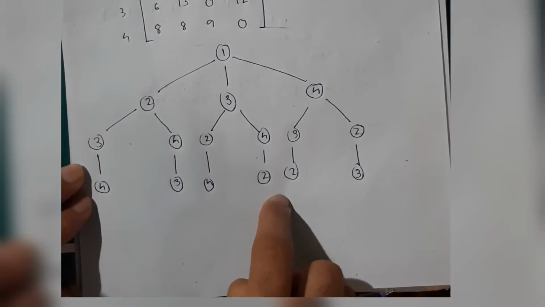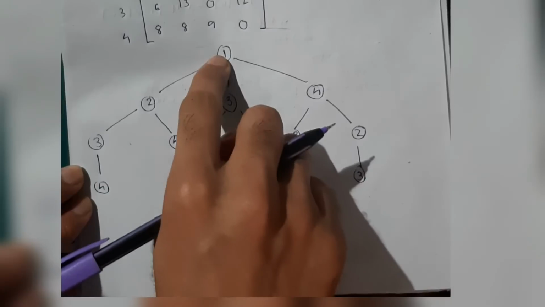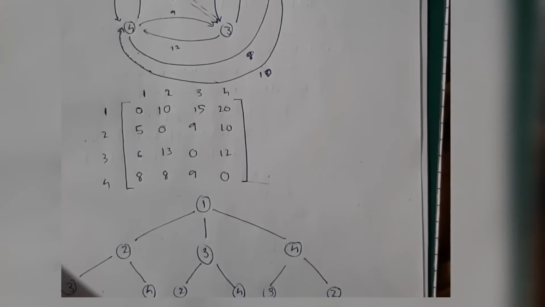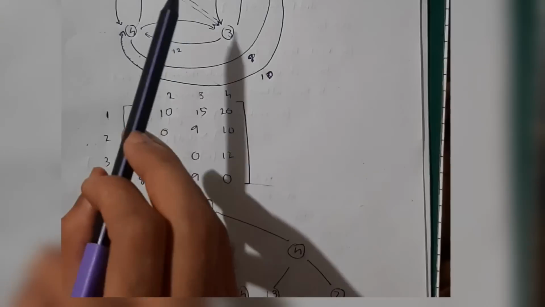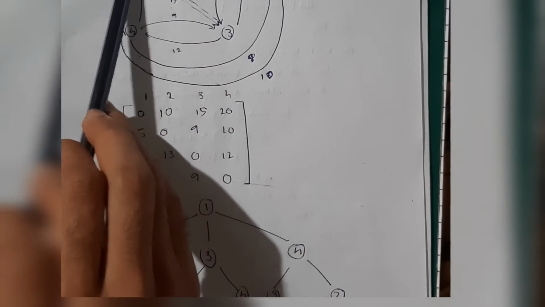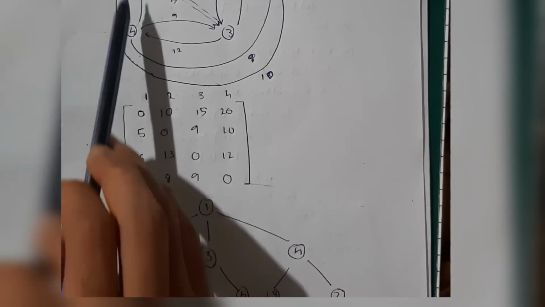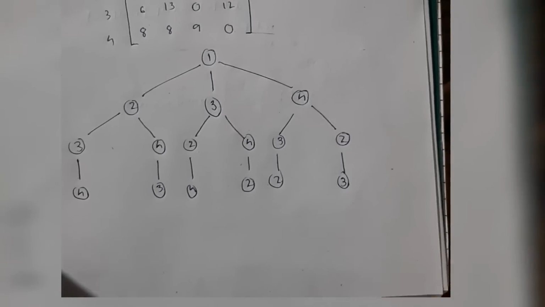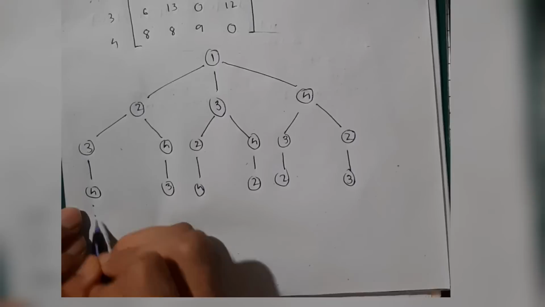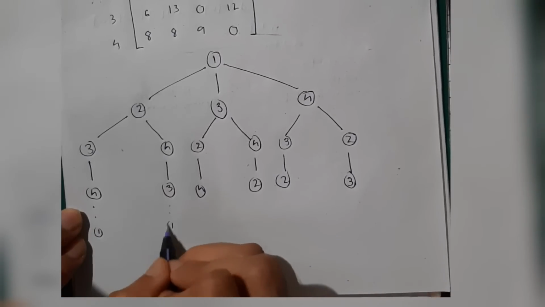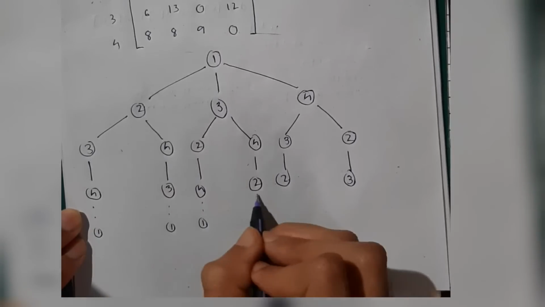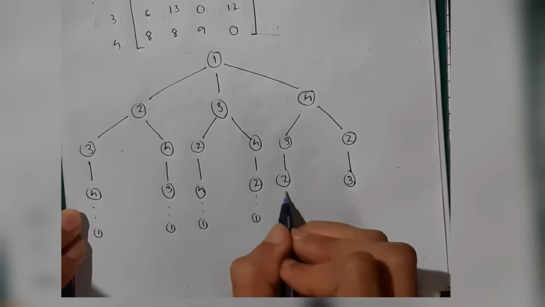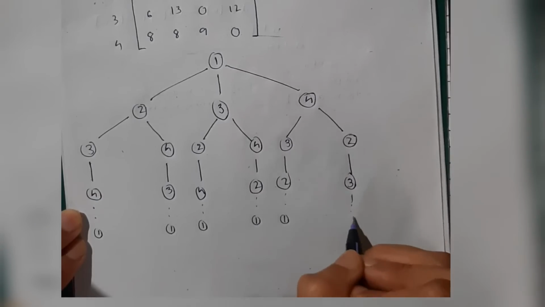After traveling all the cities, he has to go back to the city where he started. See here, all the vertices are connected. So after traveling to 1, 2, 3, and 4, again he has to return to the same city. So at last I'll be drawing here the return to the same city, 1. After each possible permutation he will be returning to the same city.